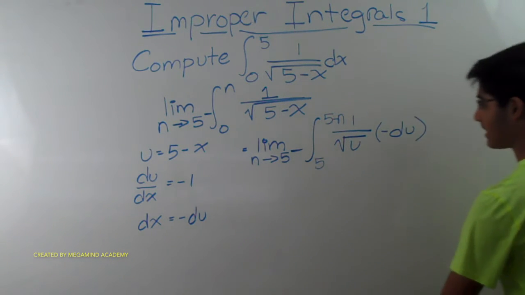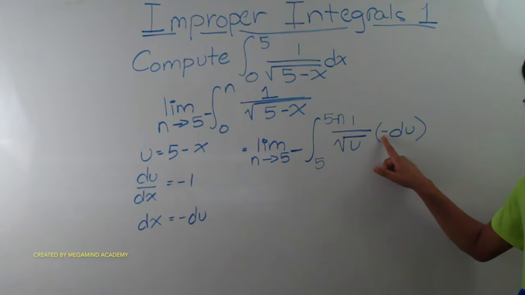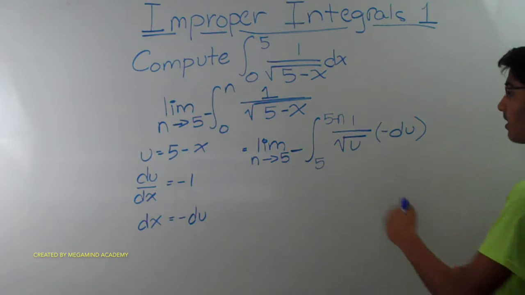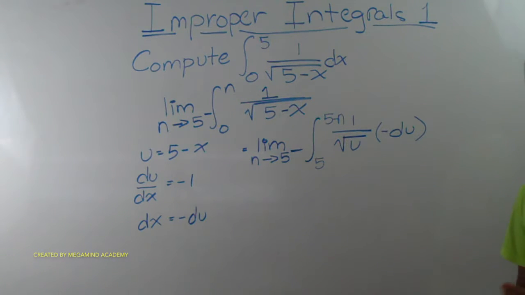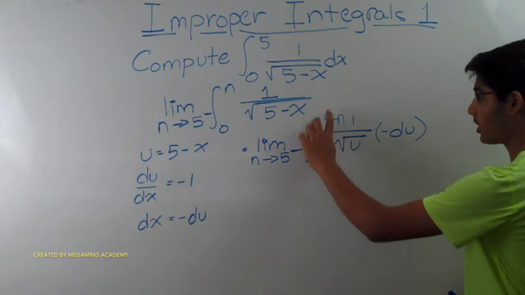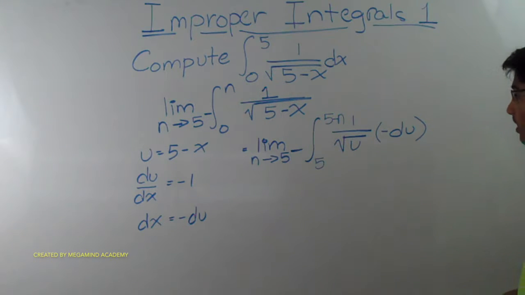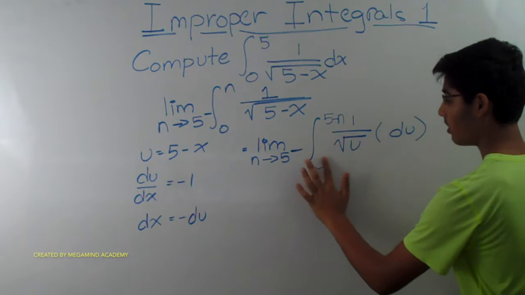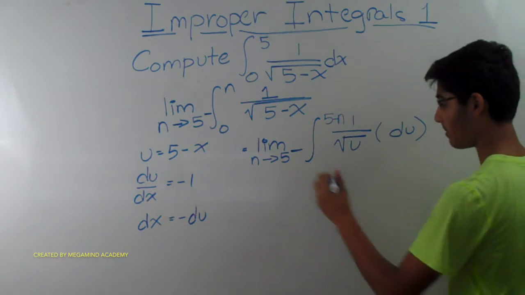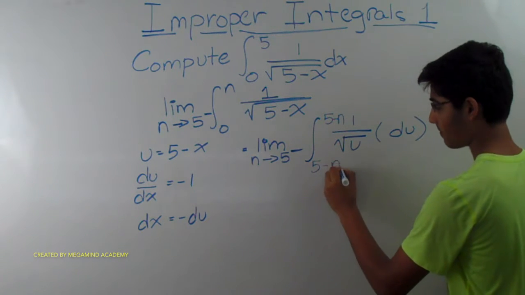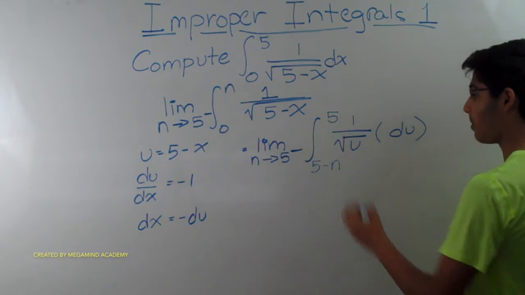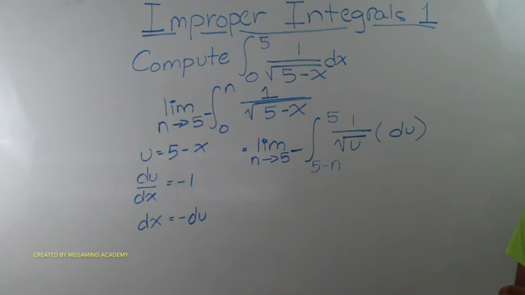We know that this integral is negative because we have this negative sign here. And one of the integral rules says that if we multiply the integral by negative 1, then we can switch the places of the bounds. So this would be the same as multiplied by positive du, with 5 minus n as the lower bound and 5 as the upper bound. So this looks better.